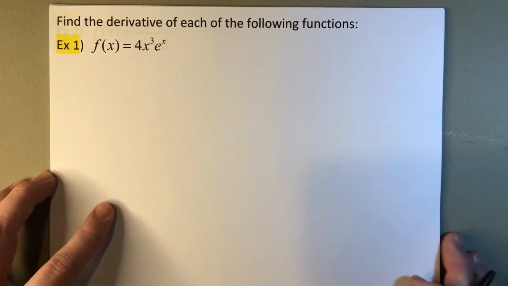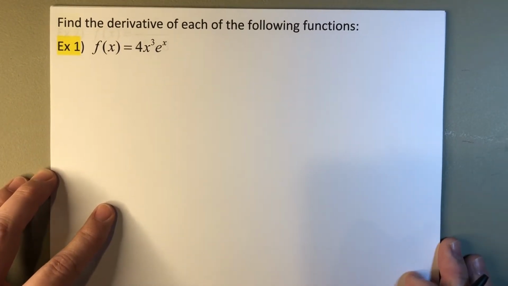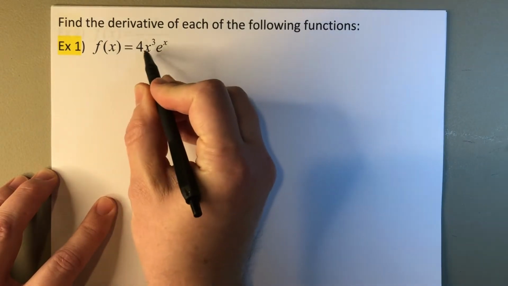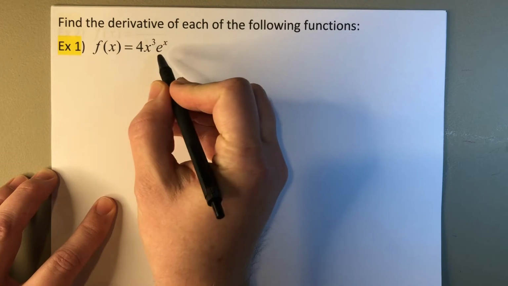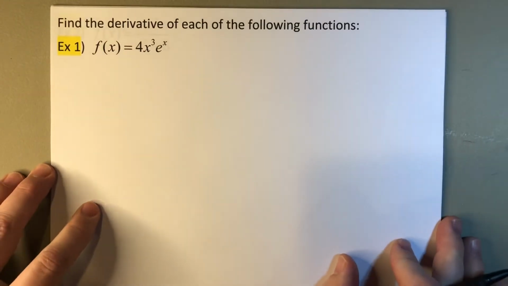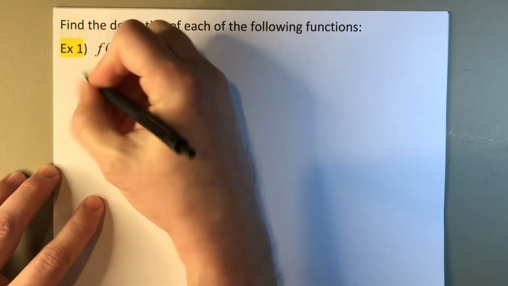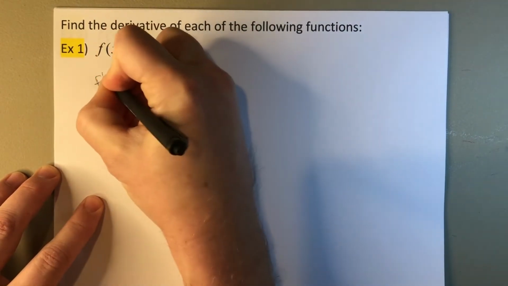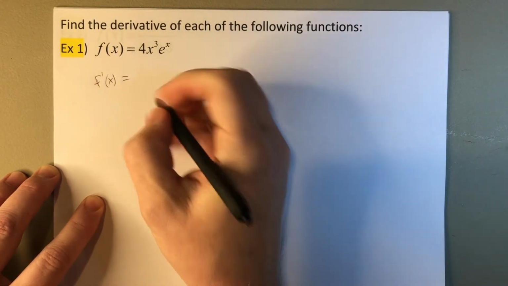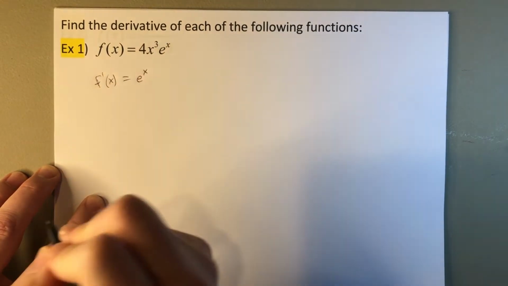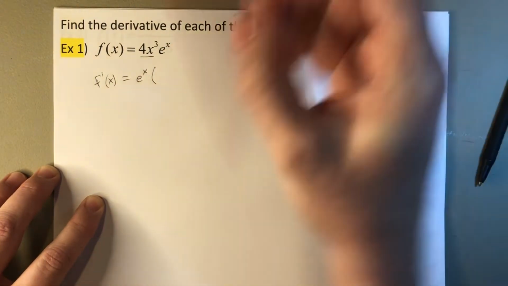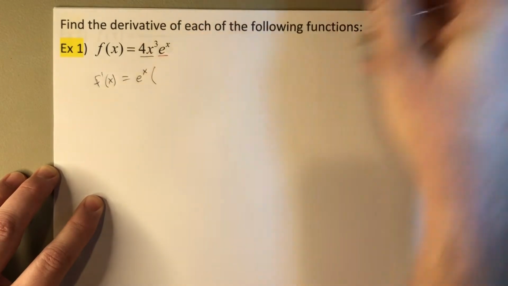So find the derivative of each of the following functions. Number one. Well, notice here the function f is equal to 4x cubed times e to the x. So what we're going to have to use here is something we have already studied, and that is the product rule. So the derivative of this function, f, which is f prime of x, is going to be equal to what? The second times the derivative of the first. By the way, this is my first. This e to the x is my second.